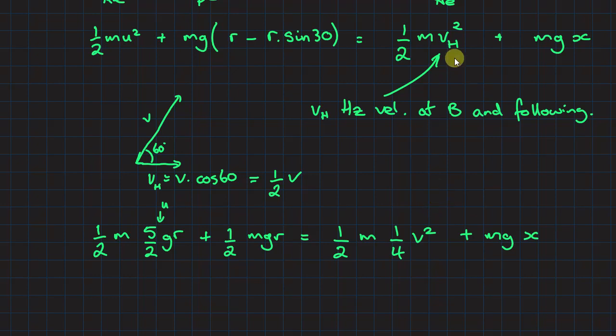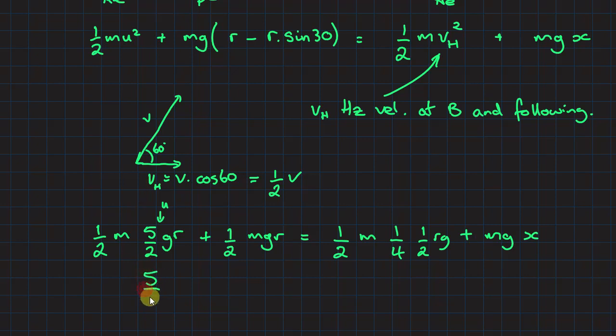V squared horizontal. Oh yeah, I've got to substitute it. I didn't substitute in my v squared properly. V squared is the part we did in part 1, which is a half rg. The reason I realised was I wasn't getting the g's to cancel out, so I'm going to cancel out all the m's and g's and simplify all my fractions.